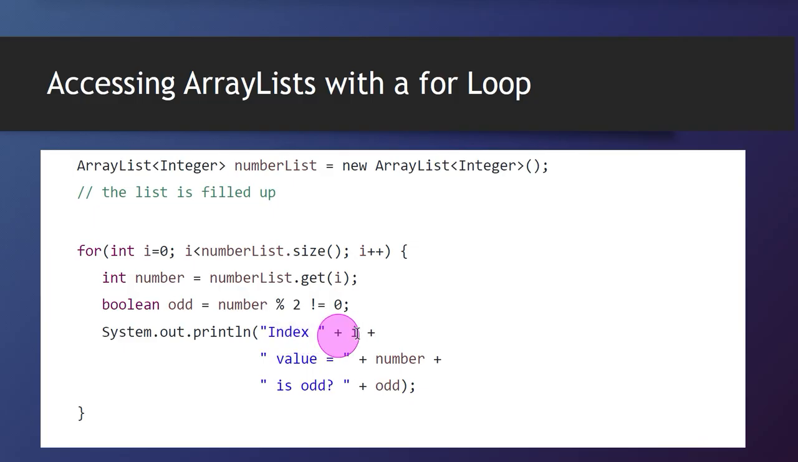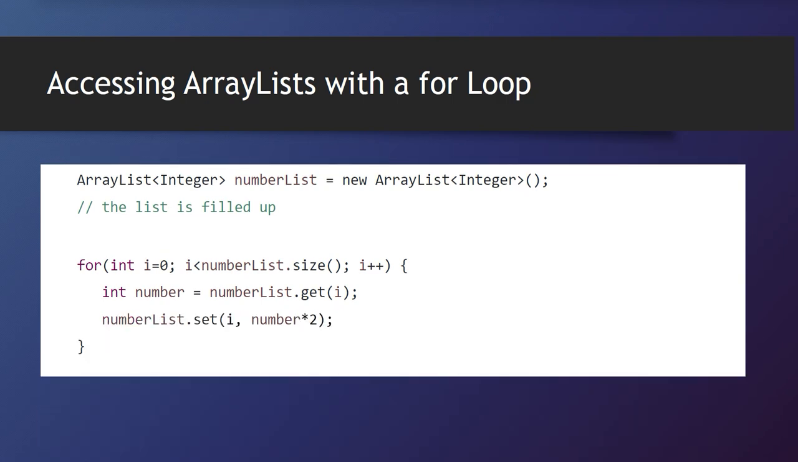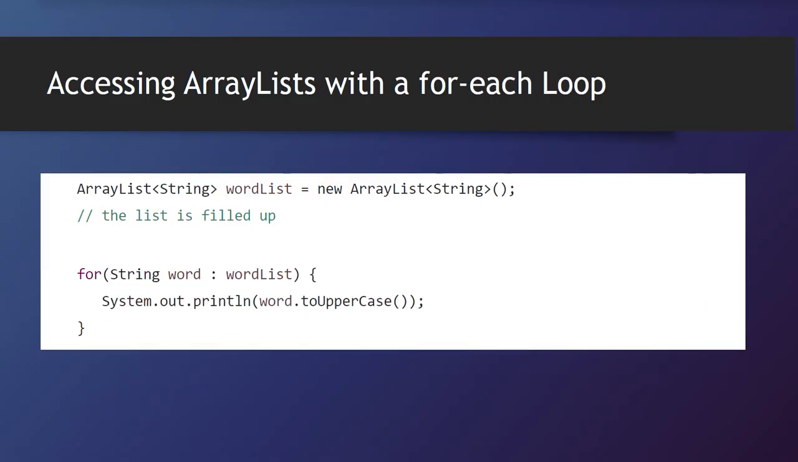Because we're printing the index in this code, we need to use the traditional for loop, so we have access to that index number. Here's another example where we're changing elements of the list with the set method. Because again, the set method needs an index, we need to use a traditional for loop, so we have access to that index. Here's an example where we're just accessing each element in the list. In this case, we're printing an uppercase version of each word in the list.